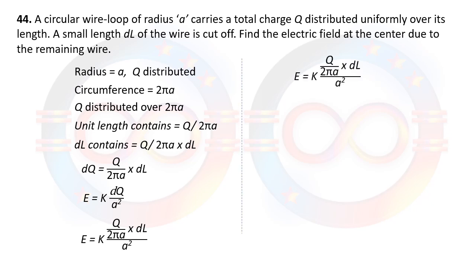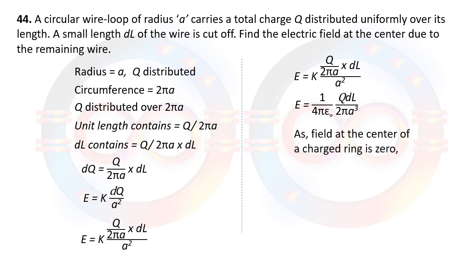Once we put this particular value, the electric field, because of this cutoff or the small charge object, will be 1 upon 4 pi epsilon naught q dl upon 2 pi a q. Now we know that field at the center is going to be 0. So two parts are there, one is the cutoff part, one is the remaining part. Field due to both will be equal to 0.